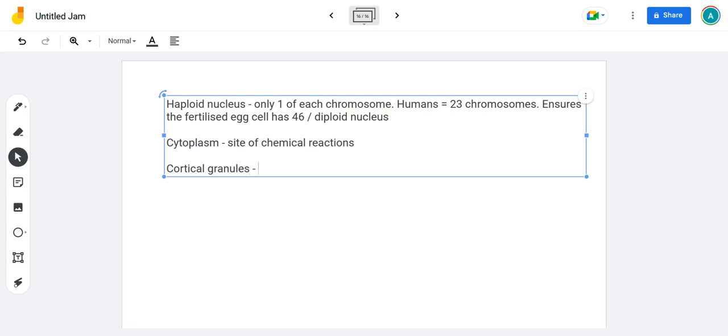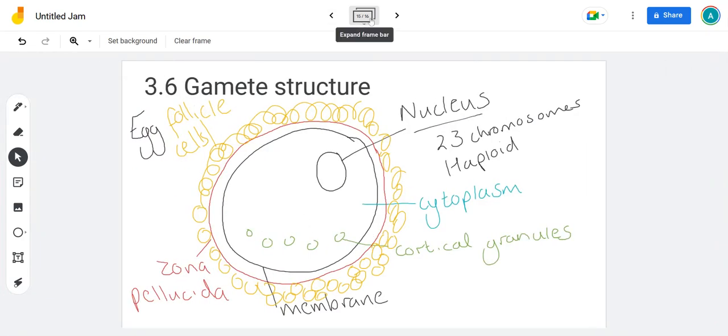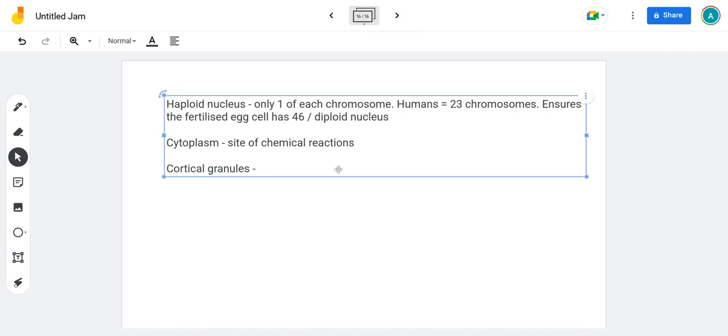So the cortical granules, if we look at our picture here, are these little green circles inside the cell in the cytoplasm. The cortical granules are involved when a sperm fertilizes the egg, and they are involved in something called the cortical reaction.